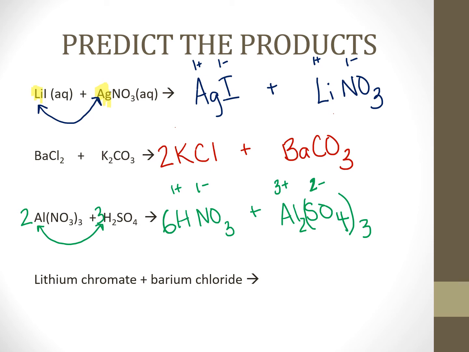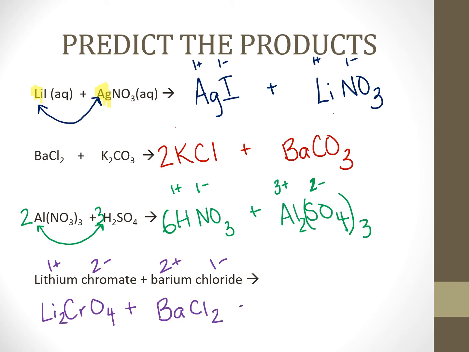Lithium chromate plus barium chloride. First thing you got to do is convert words to formulas. Lithium's a 1 plus, chromate is a 2 minus, barium's a 2 plus, chloride would be a 1 minus. So we have Li2CrO4 plus BaCl2.